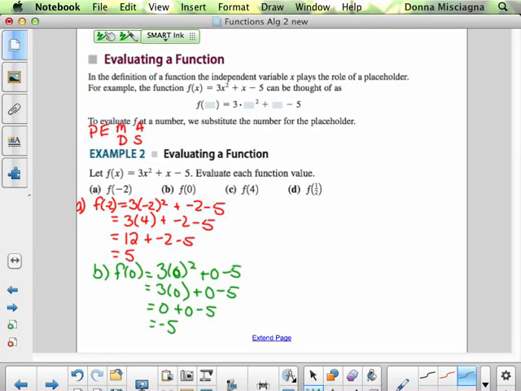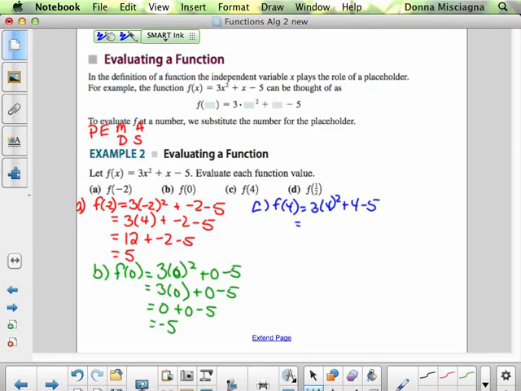All right, let's go ahead and do C. So C is f of 4. So we have 3 times 4 squared plus 4 minus 5. And you don't have to keep writing f of 4. You can write it once and then just put the equal signs. It's understood the rest of the way, we're finding f of 4.